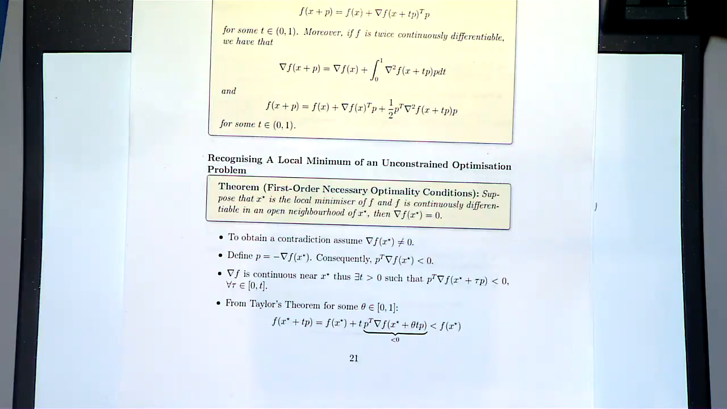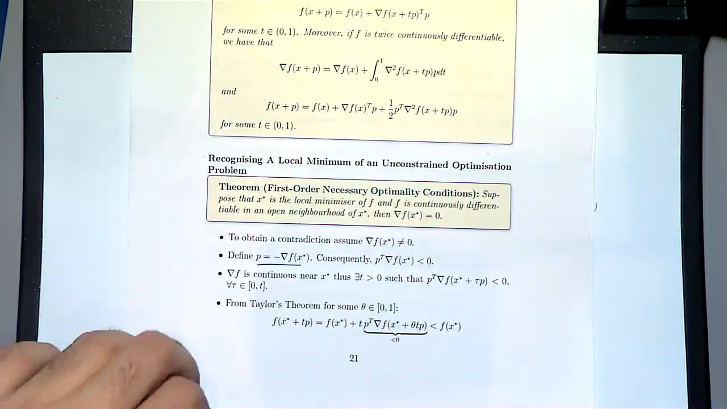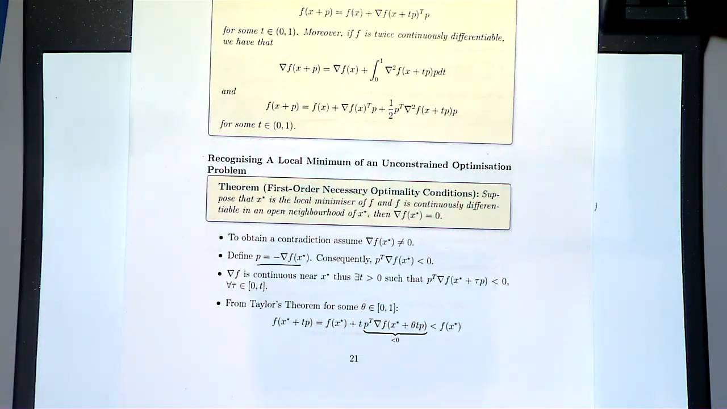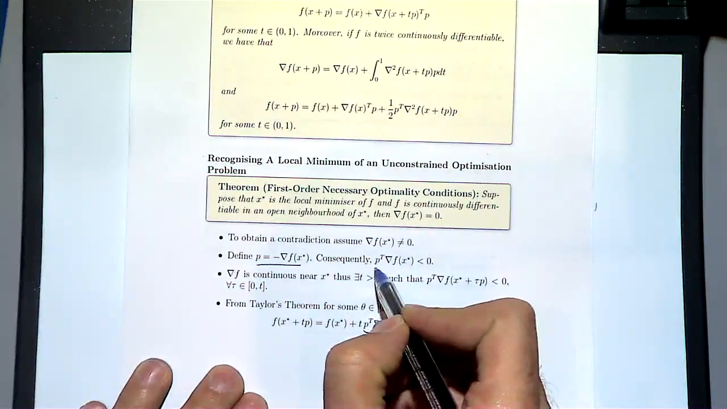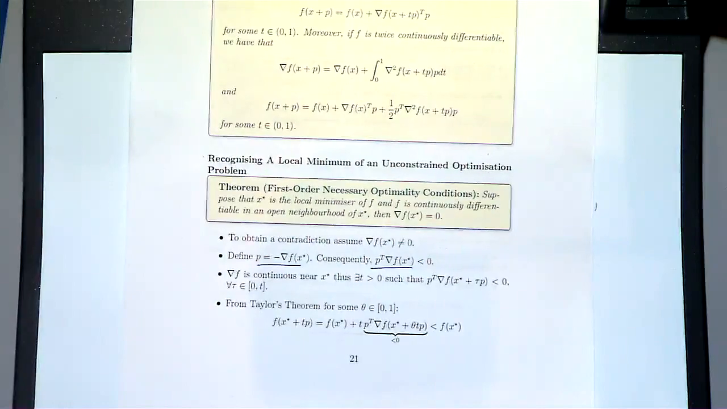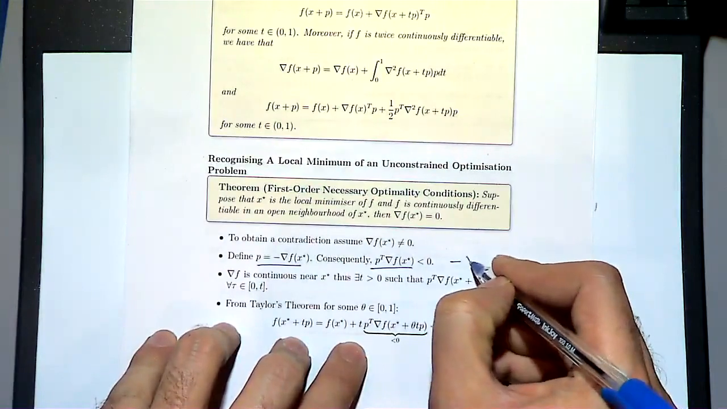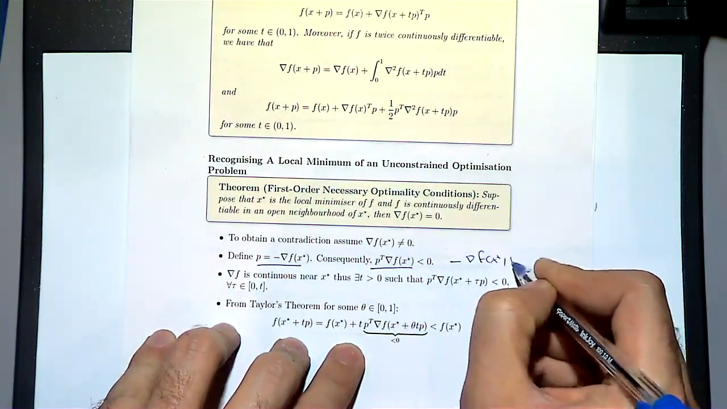Anyways, we are going to obtain a contradiction. So we assume the gradient of f at point x star is not equal to 0. That's something we want to prove. We wager it. We say, okay, let's assume it's not true. Then we can define p as the negative of the gradient of f at x star. Then the inner product is less than 0. Why is that? Because p is minus grad of f at point x star.